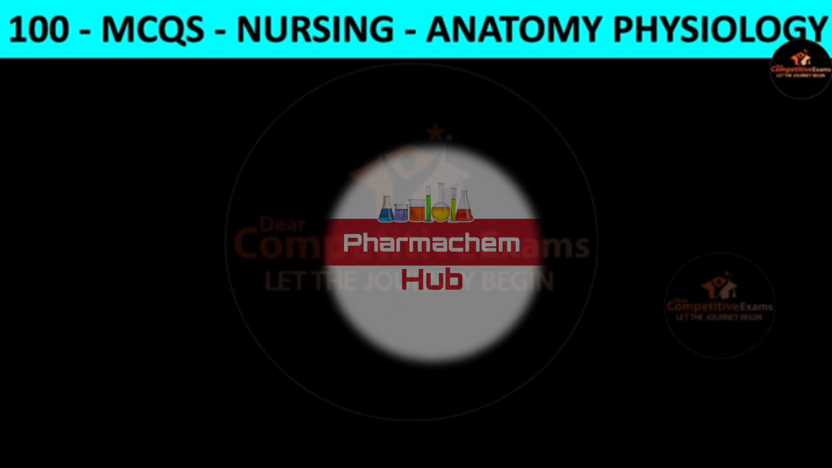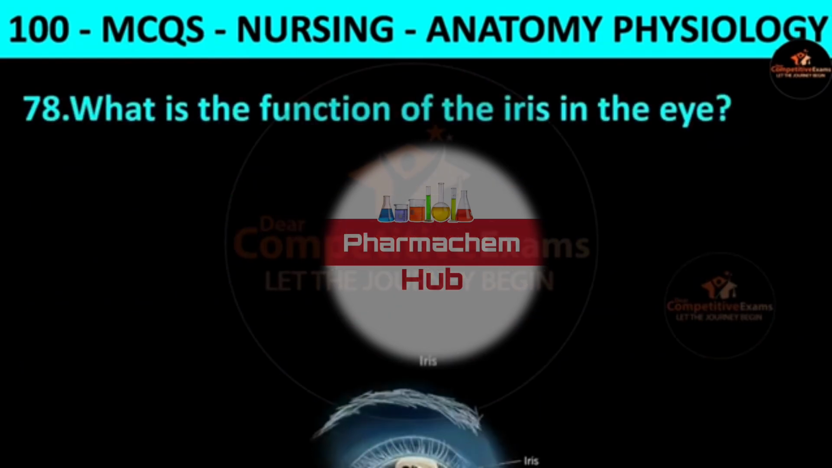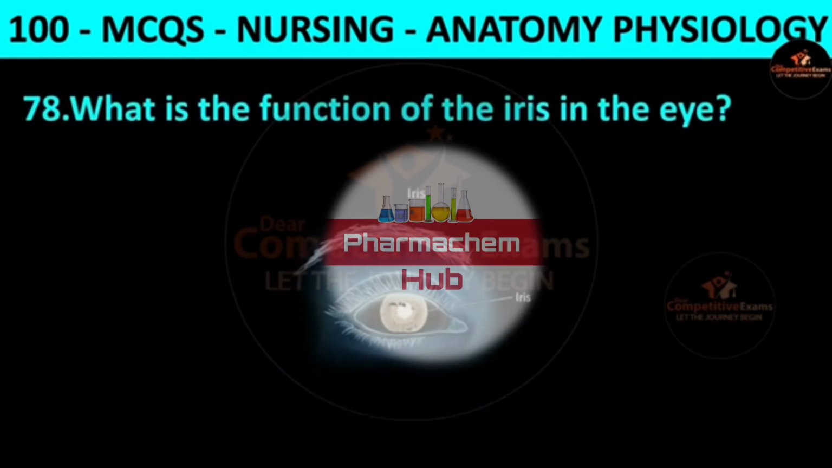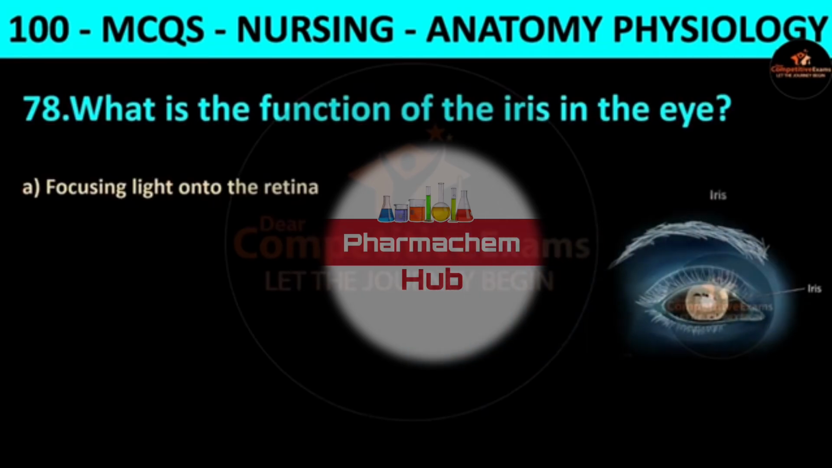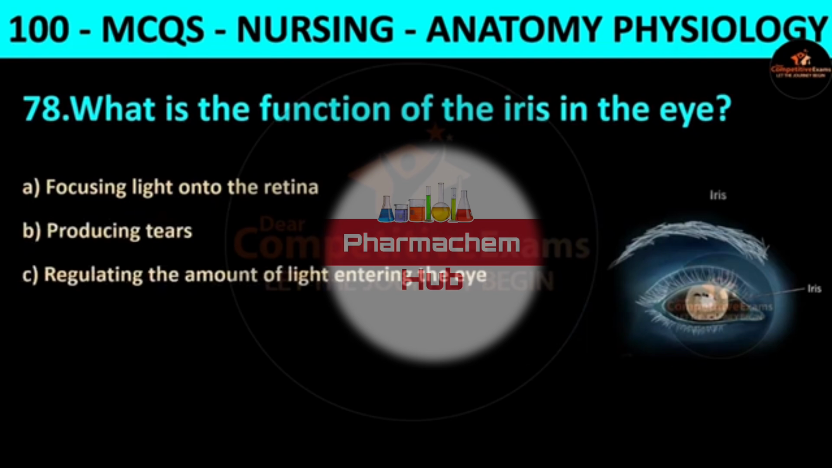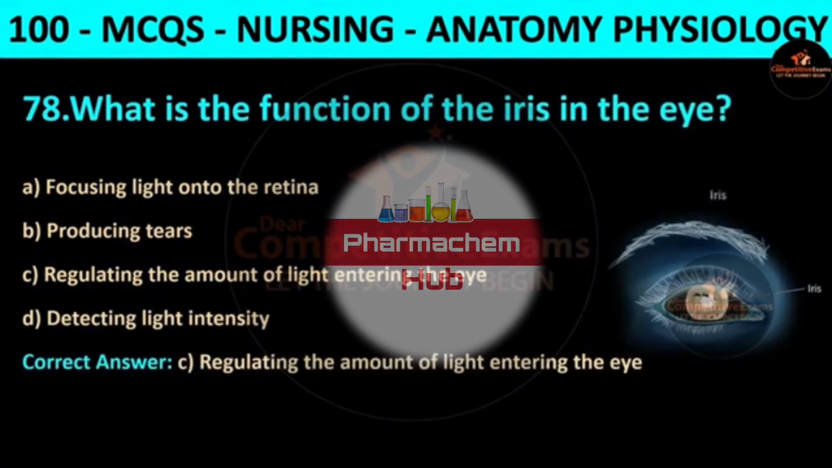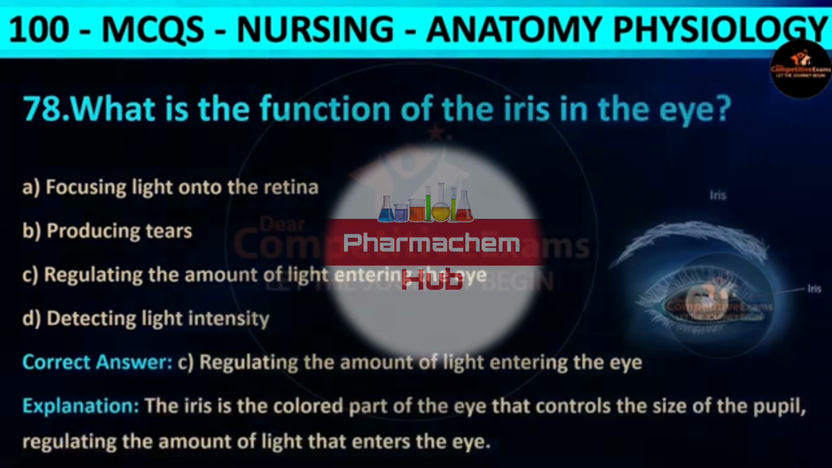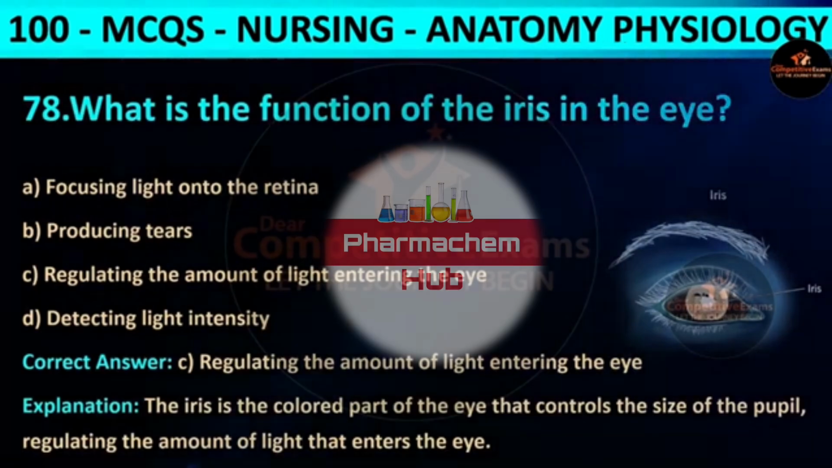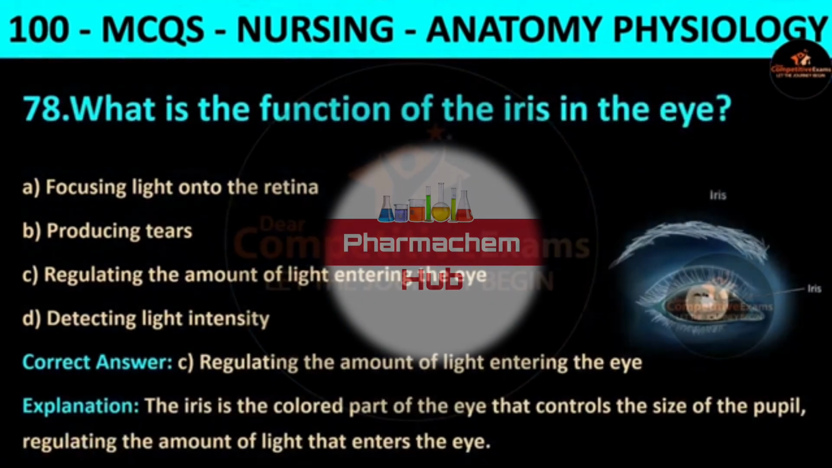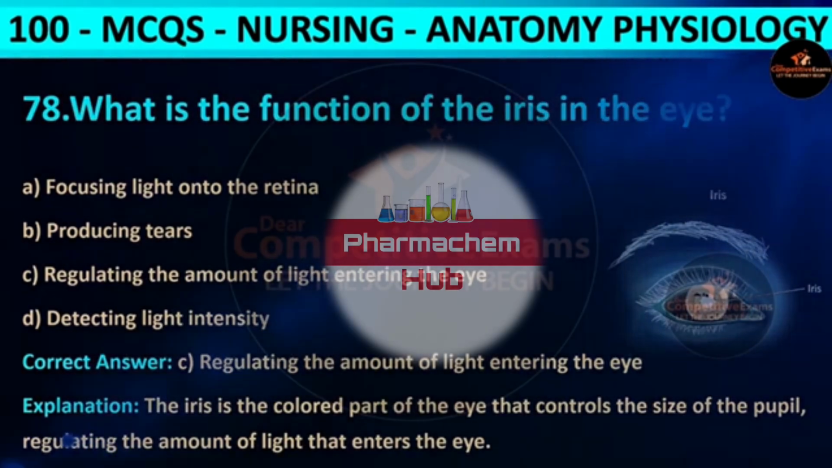Question number 78. What is the function of the iris in the eye? Your options are: focusing light onto the retina, producing tears, regulating the amount of light entering the eye, or detecting light intensity. The correct answer is C, that is regulating the amount of light entering the eye. The iris is the colored part of the eye that controls the size of the pupil, regulating the amount of light that enters the eye.